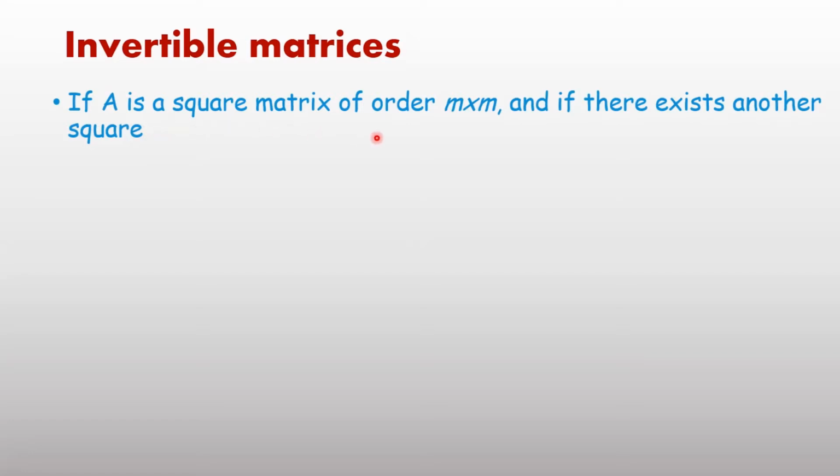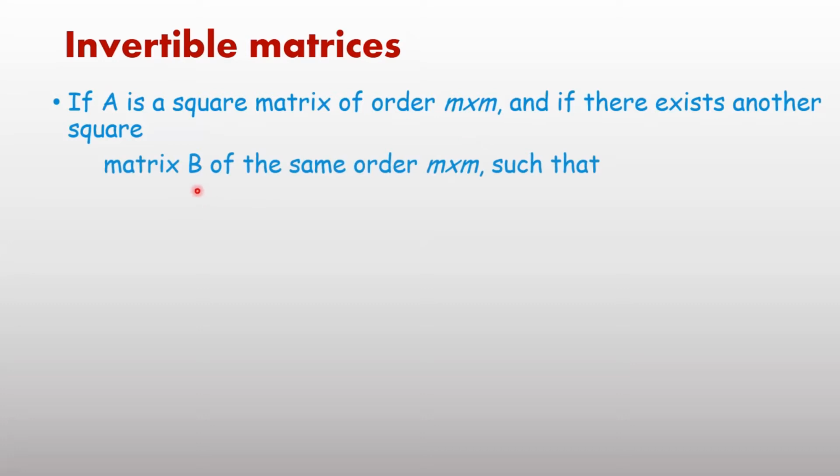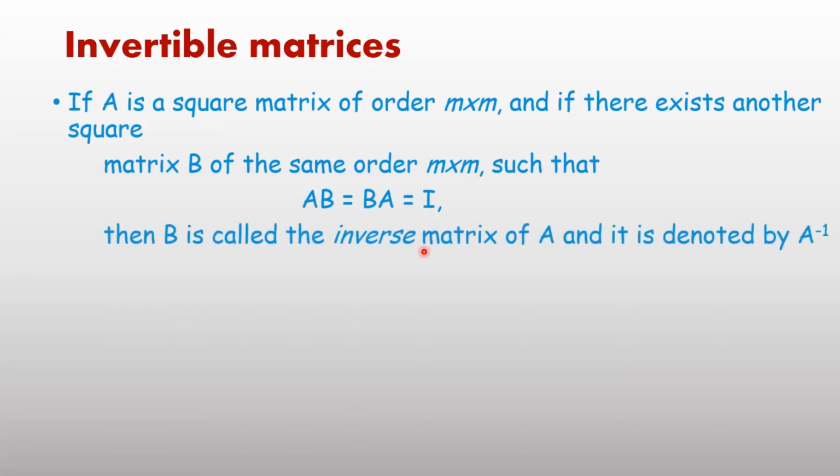If a square matrix A of order m by m is given, and there exists another square matrix B of order m by m such that AB equal to BA equal to I, I means identity matrix of the same order, then you can say A inverse equal to B, or B inverse equal to A, or both are inverse of each other. You have to use this rule.